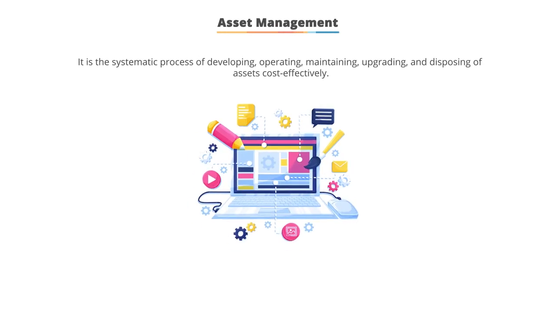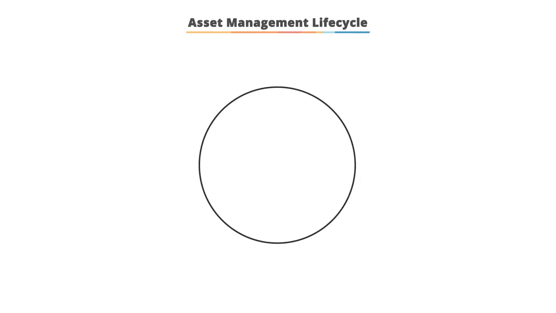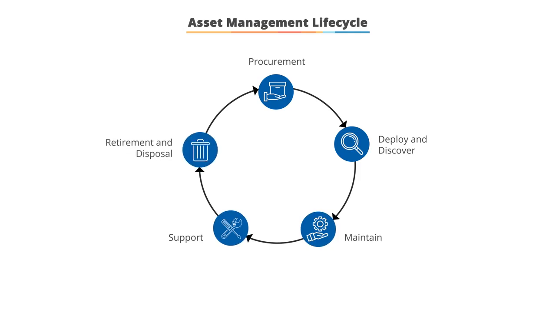Assets include all elements of software and hardware that are found in the business environment. Asset management is a process used to record and track an asset throughout its life cycle, from procurement to disposal. In the asset inventory management life cycle, we go from procurement to deployment and discovery, to maintain, we support, and then eventually when the asset has neared its end of life cycle, we retire and dispose.